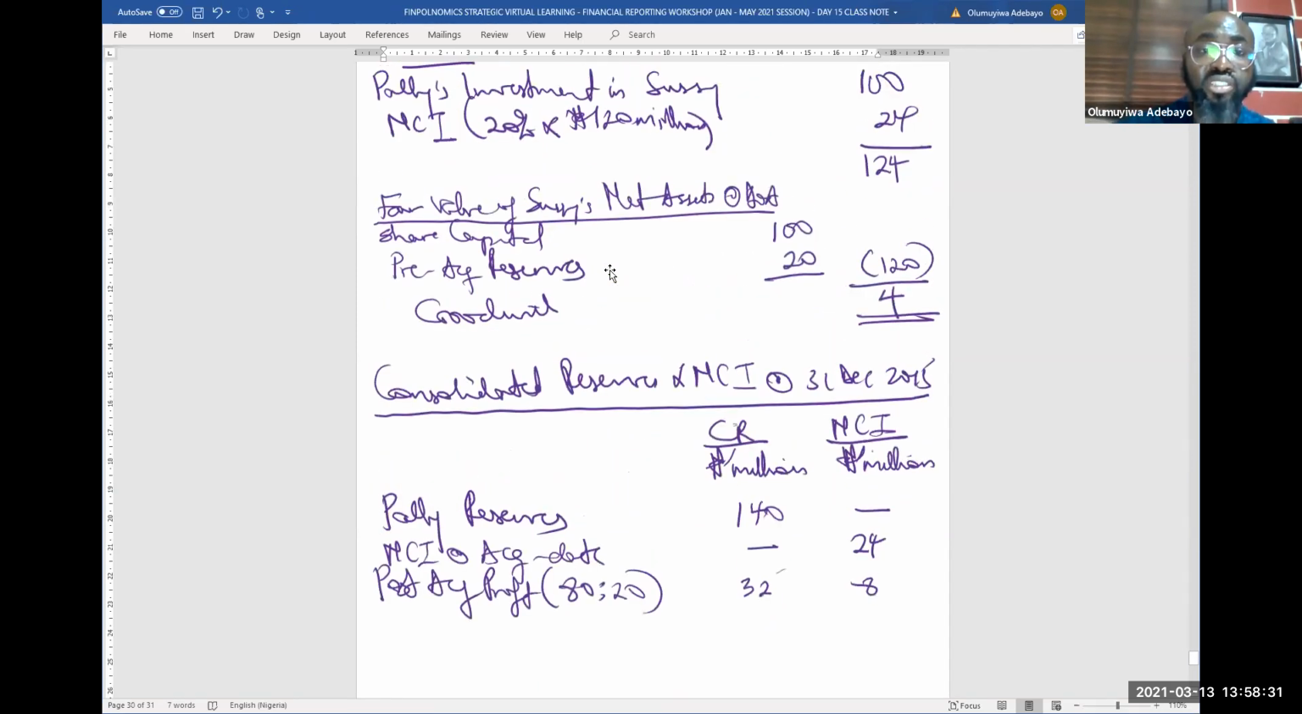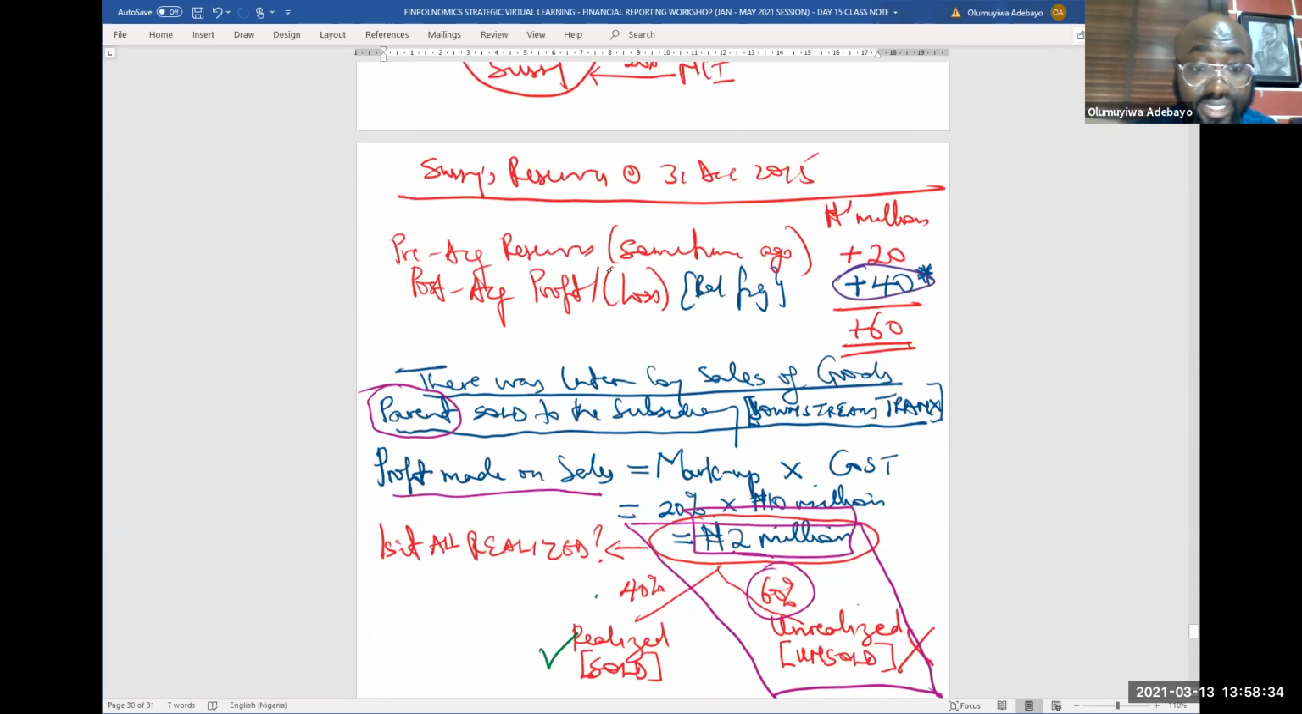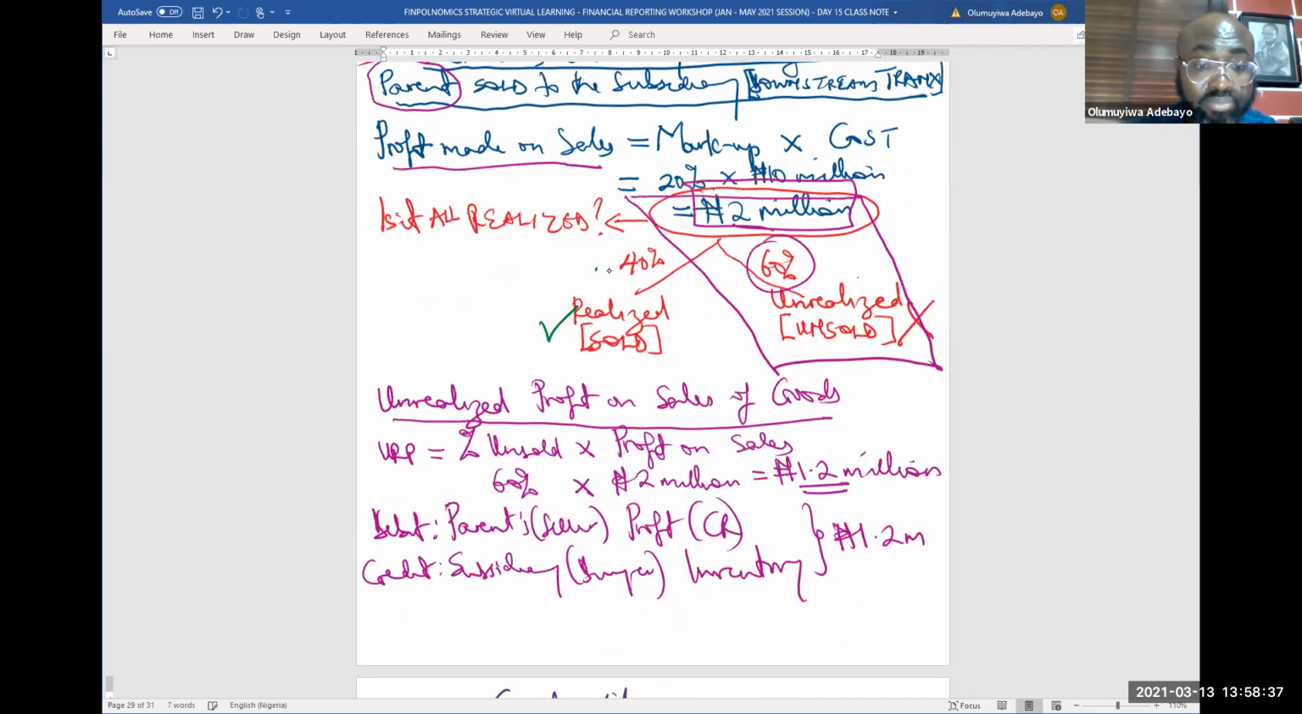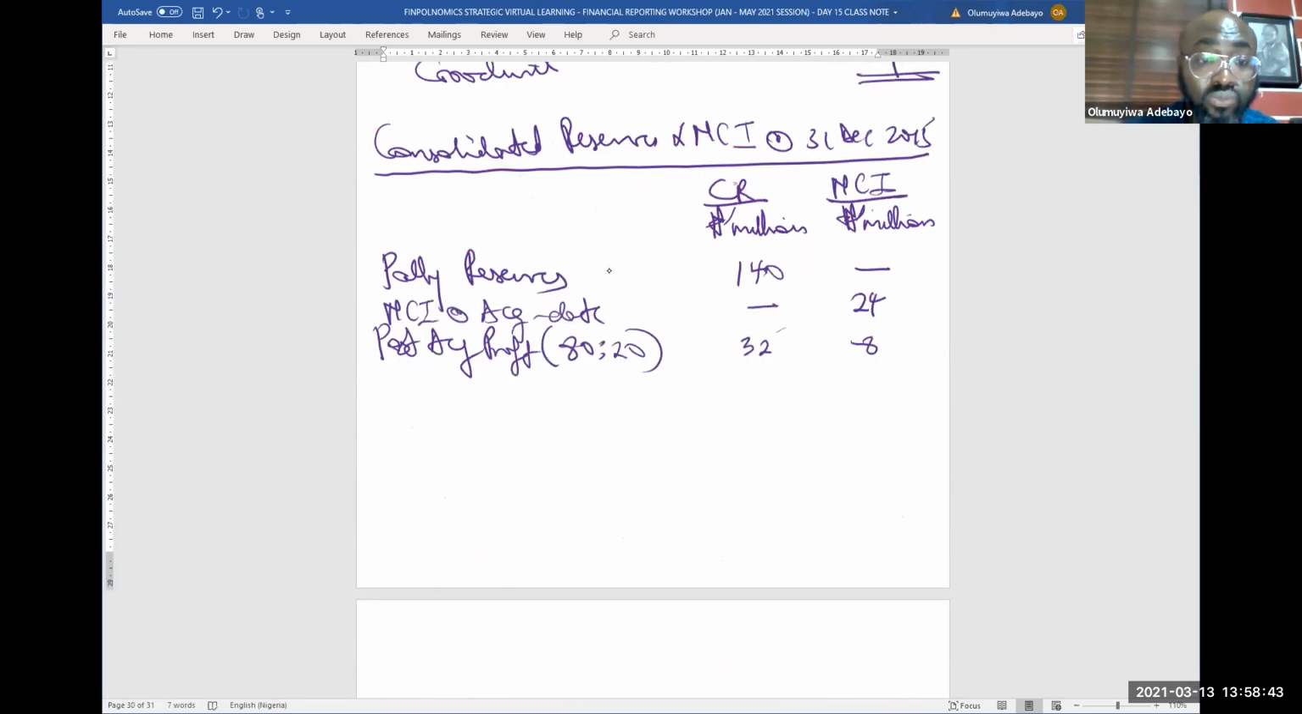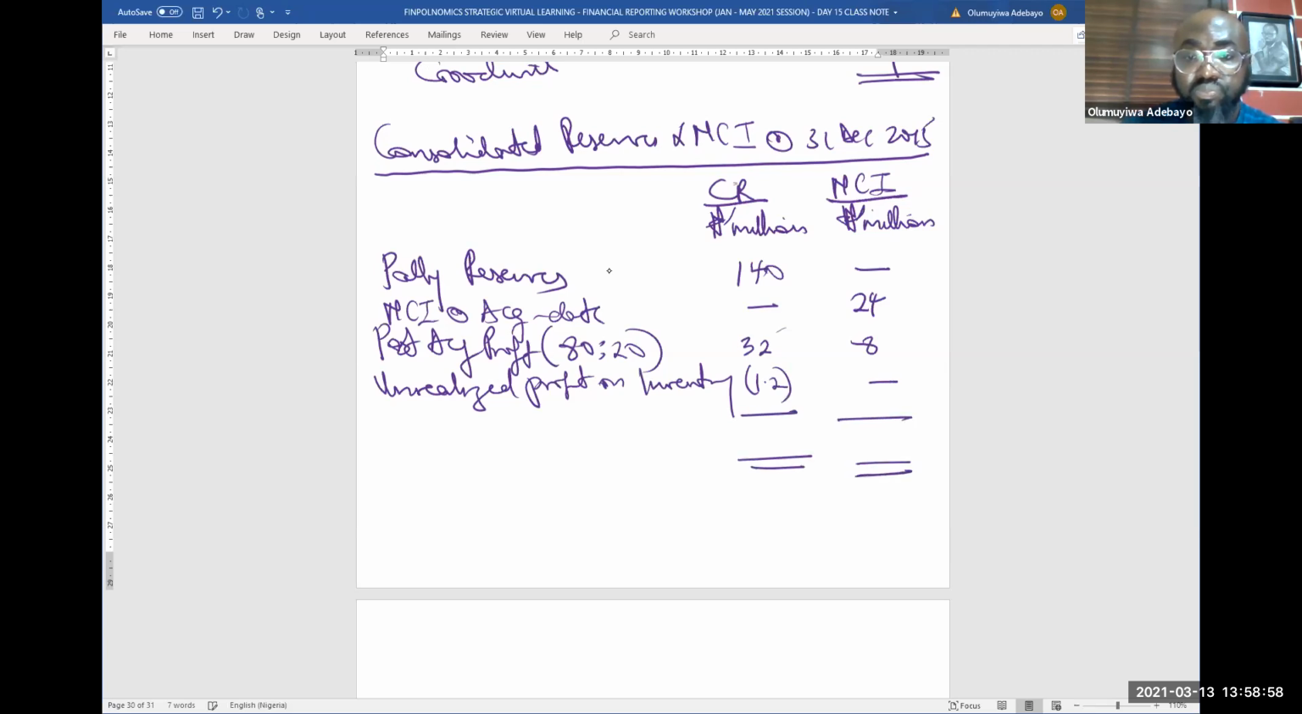Now we'll go back to adjustments. Adjustment for unrealized profits. We said we should charge the parent alone, 1.2. Unrealized profits on inventory, 1.2. All things being equal, what do we have? 32 here, and 140 plus 32 minus 1.2. That's 170.8.